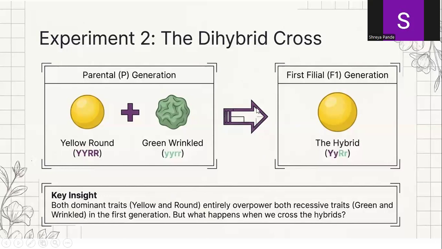Now, moving on to the dihybrid cross. The dihybrid cross basically is the study of inheritance of two pairs of contrasting characters. Okay, two pairs. I'll write it here. If you remember, in monohybrid cross, we were talking about only one pair of contrasting characters. Here, we will be talking about two pairs of contrasting characters.